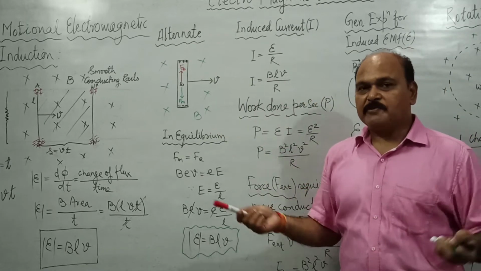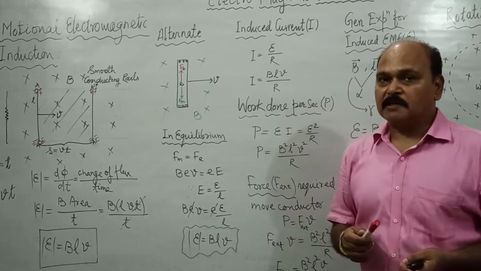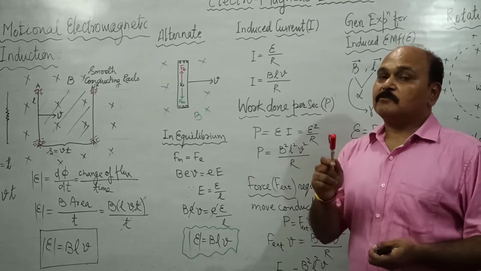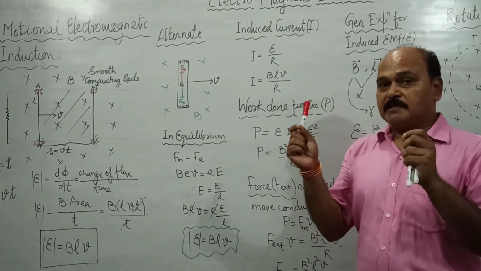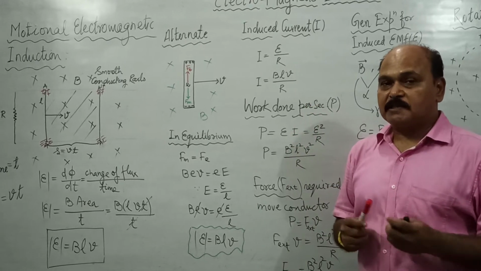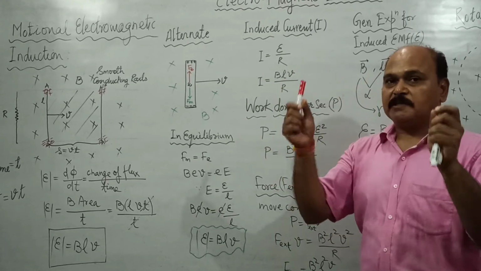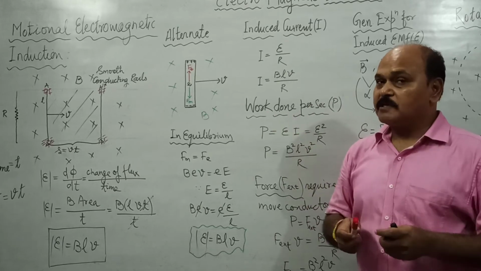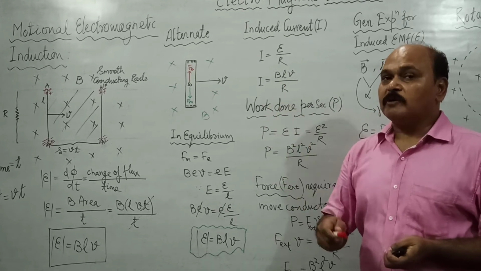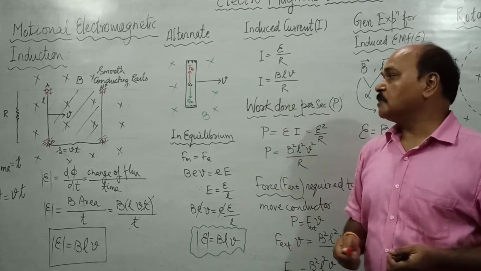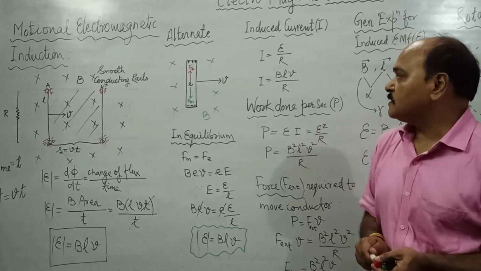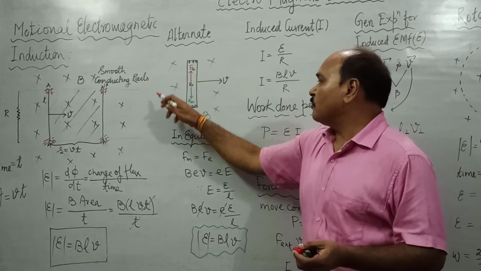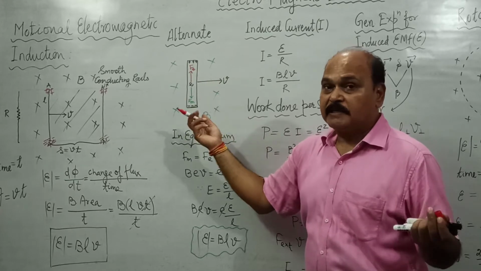Children, induced EMF is always produced across the ends of the conductor, but induced current is produced only when the two ends across which potential difference is created are close to each other, and when they are close to each other, they are connected with a resistance R, which is called the load. So if the two ends of this conductor are brought in contact with each other, there is an electric current.